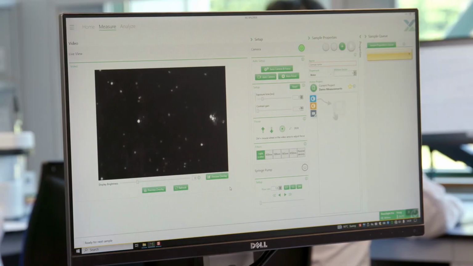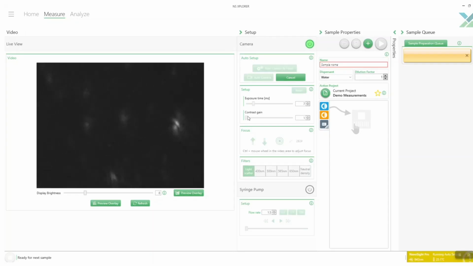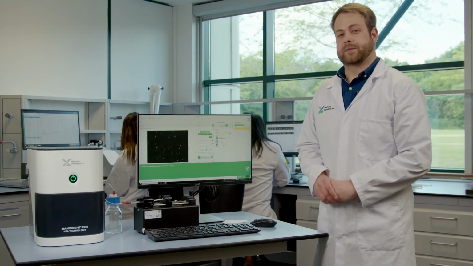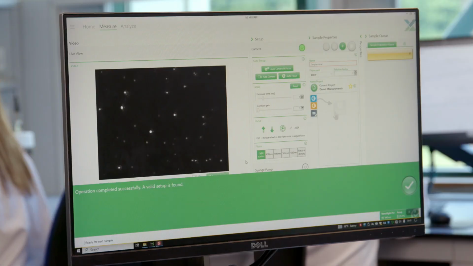So we're going to start off here by using the autofocus. So I just click on this, and then the software will look for the best focus for this sample. So the software has now found an optimum setting for the focus. So now we can look at setting up the rest of the measurement.